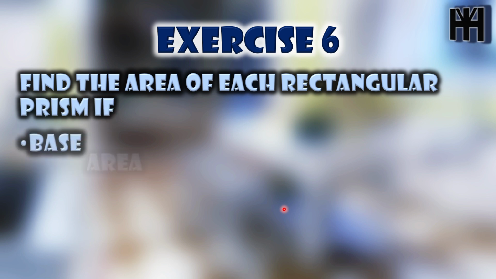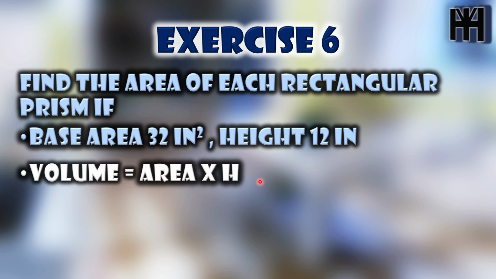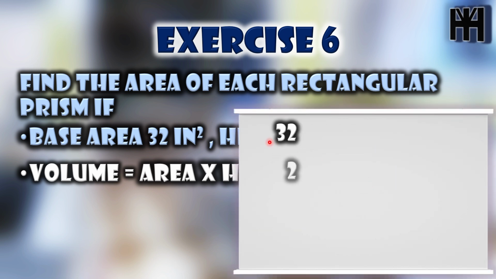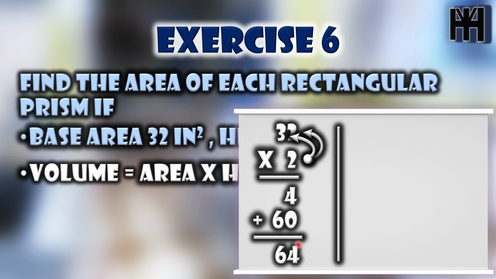Okay, exercise 6. Find the volume of each rectangular prism if the base area is 32 inch square and the height is 12 inch. So the volume is area times height, so it's 32 times 12. First, let's do 32 times 2. So 2 times 2 is 4, and 2 times 30 is 60, and add them. So it's 64.